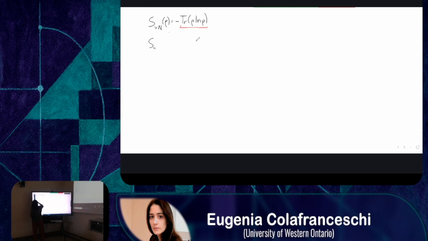So first let me define the Renyi entropy, which is the following: you take n copies of your system, or actually you exponentiate your density matrix to some integer number n. Then you take the trace, you divide by 1 minus n, and, sorry, there is a logarithm here. So this is the Renyi entropy of order n.